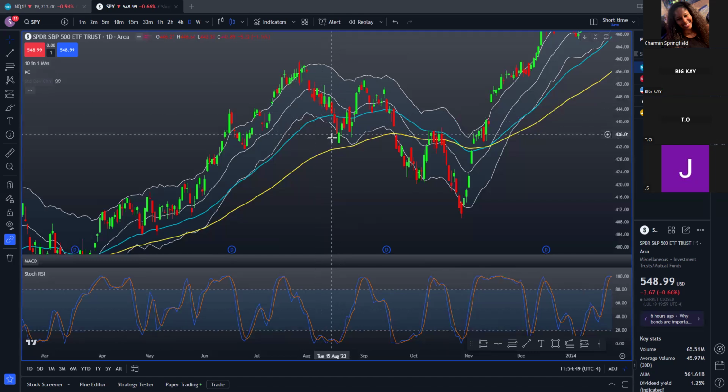Once you see it getting outside of this Keltner channel and the 50 is still above the 100, you're like, all right, I've got to get ready to buy some calls. Maybe you want to wait to see this pivot and then buy the calls. But either way, you're going to make some money.